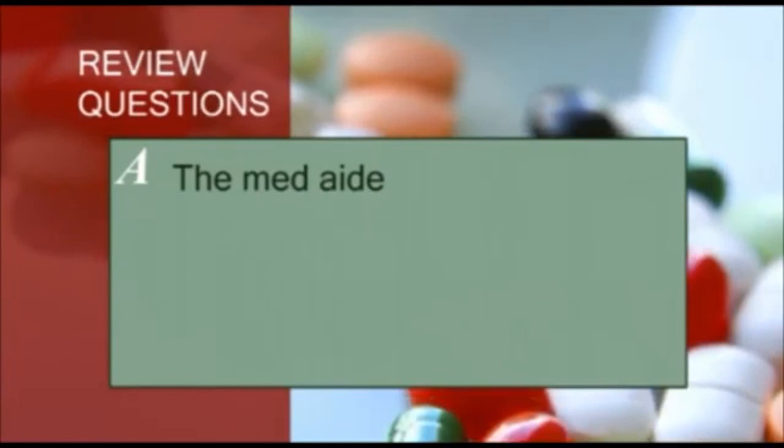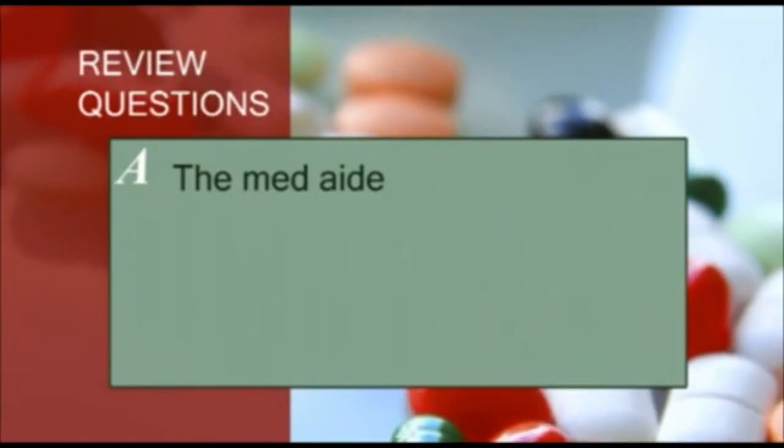Take time to familiarize yourself with a variety of physician orders, so that when you are working as a med aide, you'll feel very comfortable when physician orders are received. Remember, always turn to your supervisor for any questions that you may have.